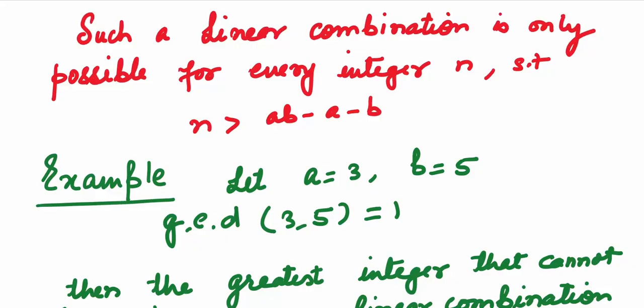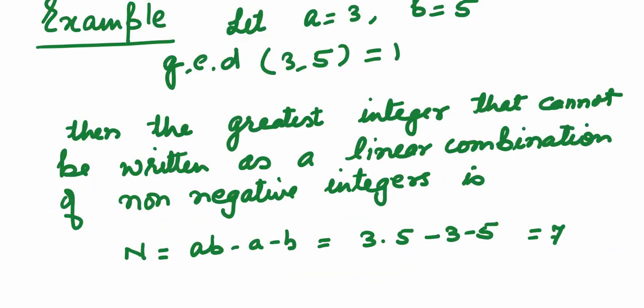What if you are given a value to be 3 and b is equal to 5? You can see their GCD is 1. Then the greatest integer that cannot be written as a linear combination of non-negative integers is ab minus a minus b, which is 3 into 5 minus 3 minus 5, and that is 7. So 7 and some smaller integers cannot be used to write the linear combination 3x plus 5y, but all numbers greater than 7 can be written as a linear combination.